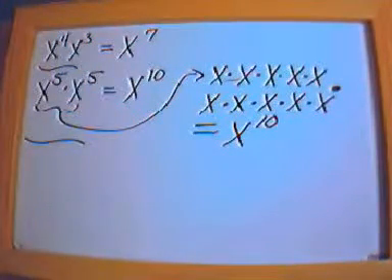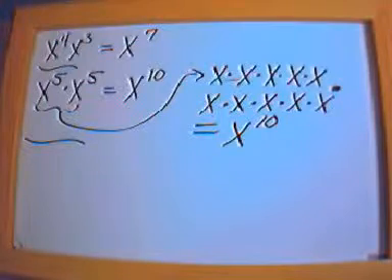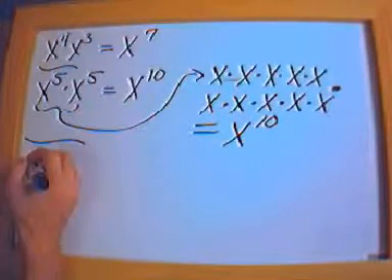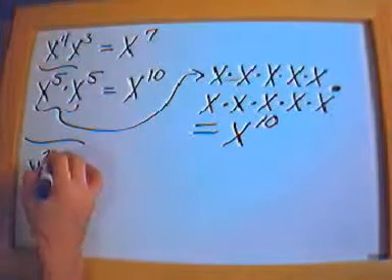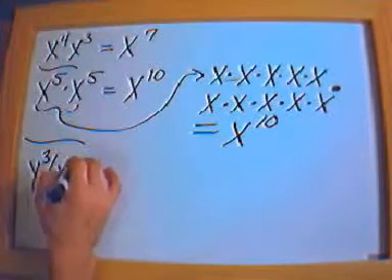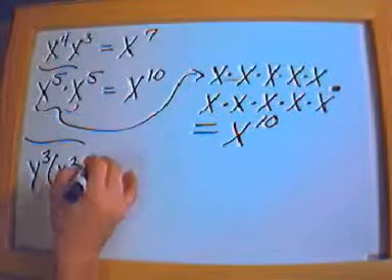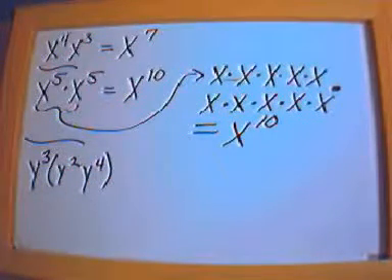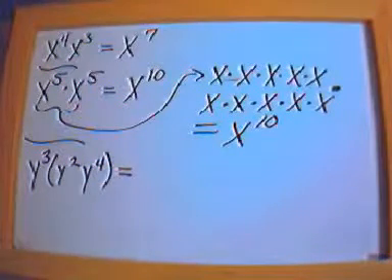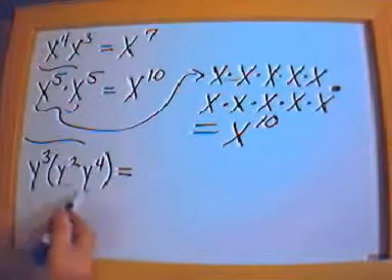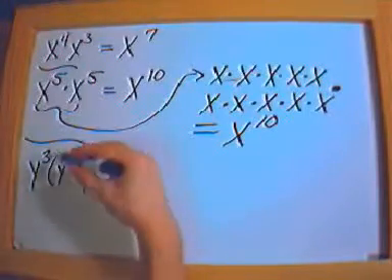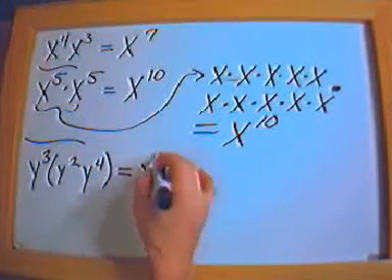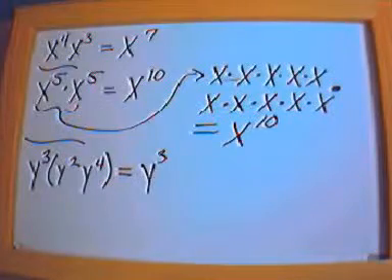Okay? Now what if we have something a little bit more interesting? What if we have y to the third times y squared times y to the fourth? Okay? We could do this a number of ways, but I'm going to show you one. First, we're going to work inside the parentheses first, because that's what we're taught to do in algebra, basically. So I'm going to carry the y to the third over. I haven't touched it. I'm just rewriting it.